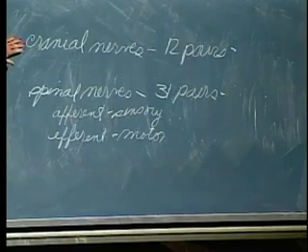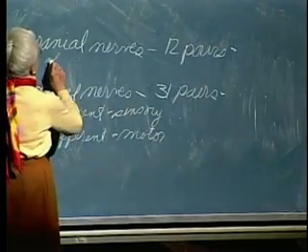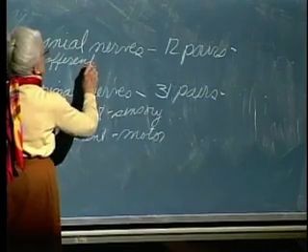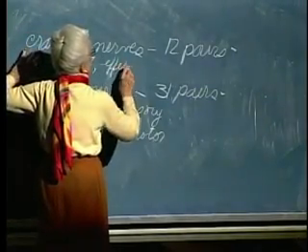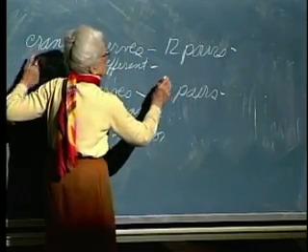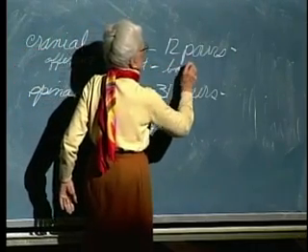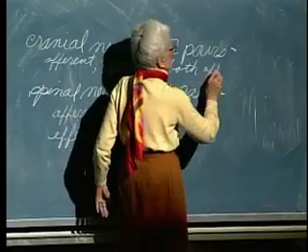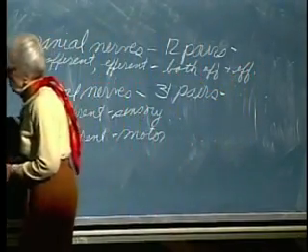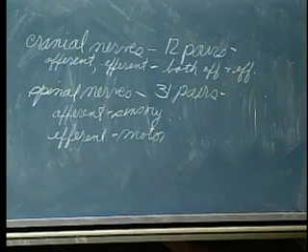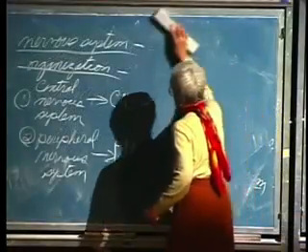Cranial nerves, some of them we'll see, will be strictly afferent. Some will be efferent. And some will be both, afferent and efferent. But we'll see those as we develop the system. And then the third division is our autonomic nervous system.